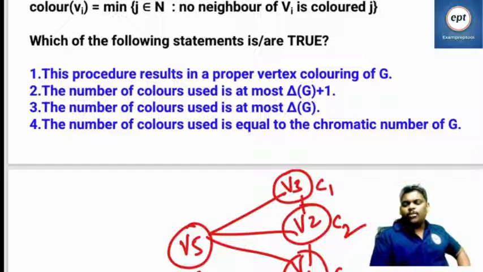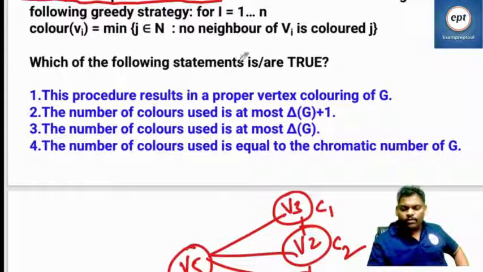So like that it keeps on going. V3 color C1, V2 color C2, V1 color C3. What about the V5 color? It is going to be the minimum number which neighbors don't have. 5 also, 6 also, but the minimum number is going to be 4. So C4. That is the algorithm being followed. Which of the following statements are true?